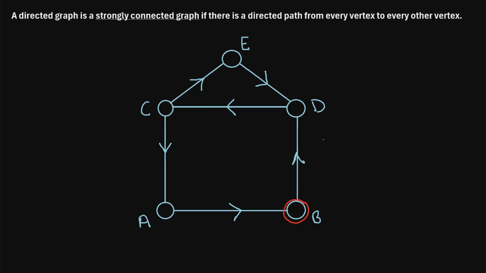And what you'll find is that the same is true for the remaining three vertices. We can get from each of these vertices to every other vertex in the graph. So now this is a strongly connected graph. So that's what we mean when we say that a directed graph is a strongly connected graph. It just means that we can get from every vertex to every other vertex in the graph.